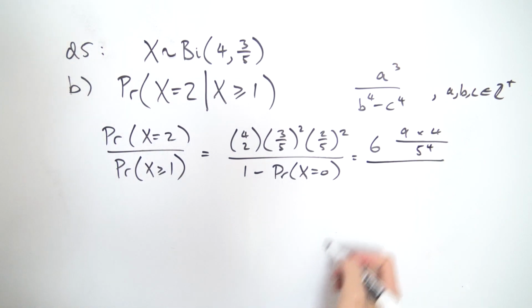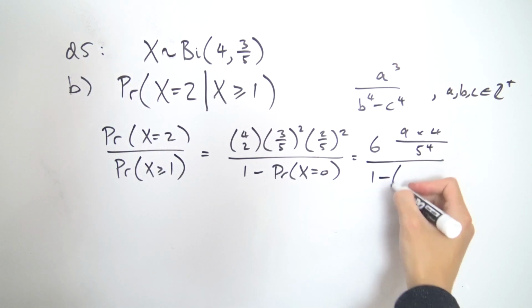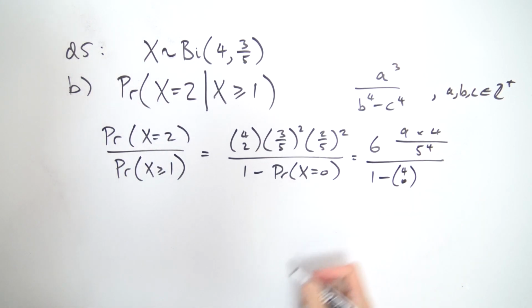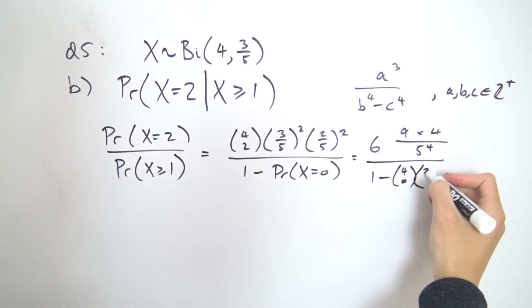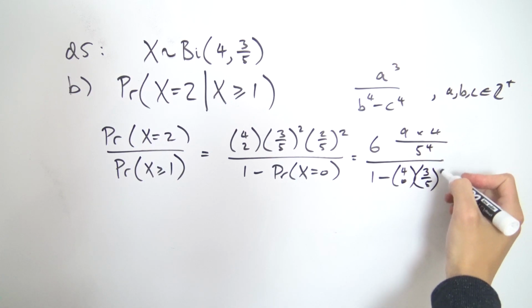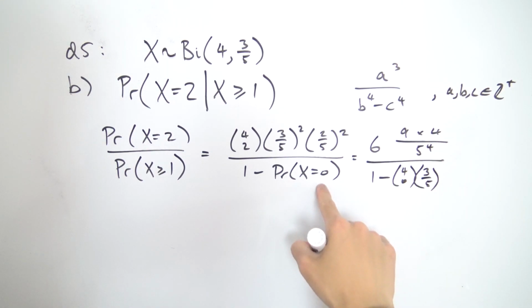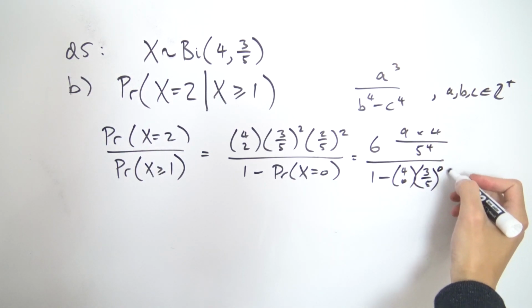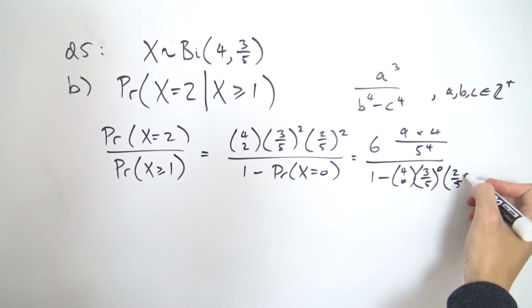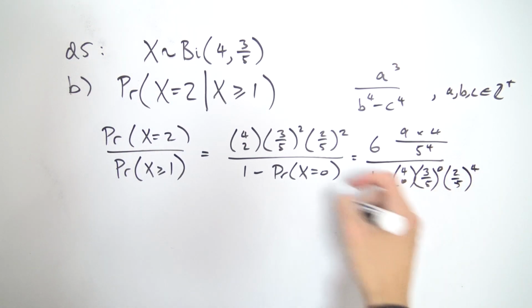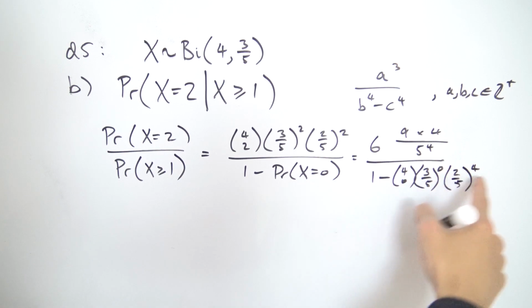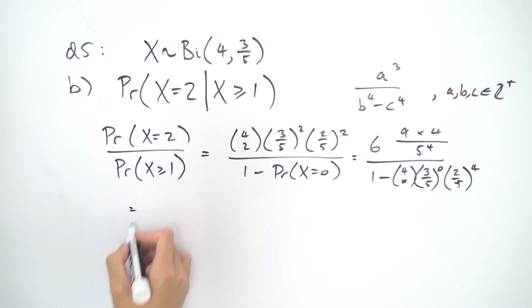Then we're going to divide this by 1 minus the probability that x equals 0, which is 4 choose 0, so n choose 0, times the probability of success, 3/5, to the 0th power, and then the complement probability raised to n minus 0, which is 4. And now let's keep going.